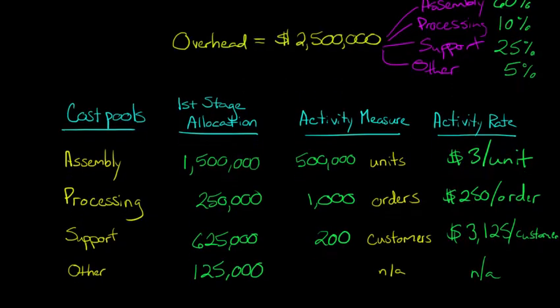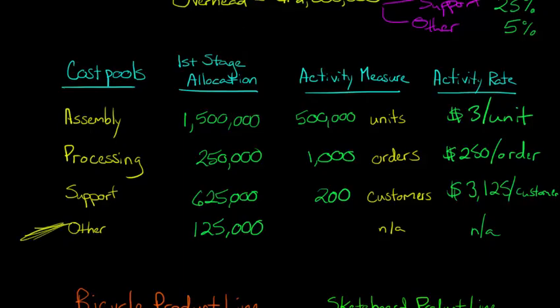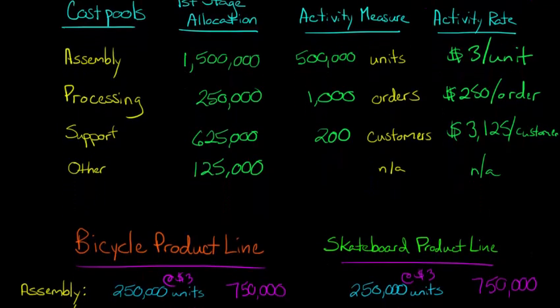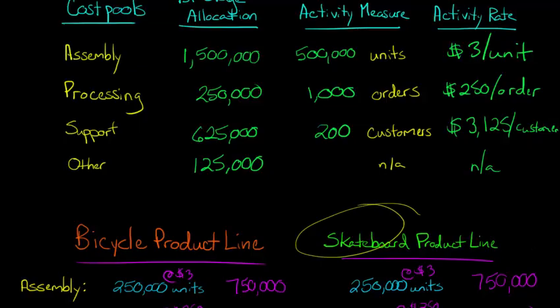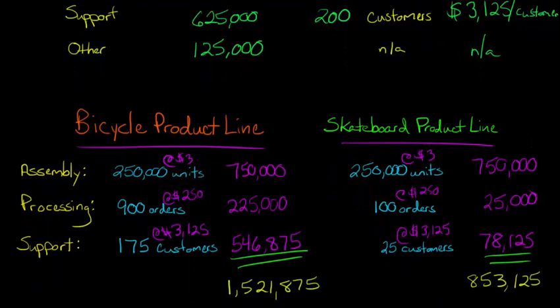And the reason is that we're not allocating this other category. Remember we talked about that? There might be a factory lease or something, and we said, okay, this is not applicable for an activity measure or activity rate. We don't really want to focus on that, because what we call a cost like that is an organization sustaining cost. And what we mean by that is if we decide we don't want to produce bicycles anymore and drop that product line, we're still going to need our factory to produce skateboards. So we're just going to go ahead and ignore this other category in the sense that we're not actually going to allocate it. So we're just allocating the other three cost pools that we're spreading out here.